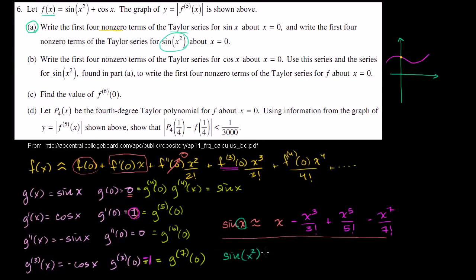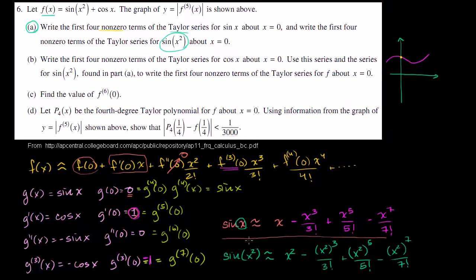Then I get sine of x squared is approximately equal to, instead of an x here, I'm going to put the x squared. Instead of an x to the third here, I'm going to put an x squared to the third over here, over 3 factorial. Instead of an x to the fifth, I can put an x squared to the fifth power over 5 factorial. And instead of an x to the seventh, I could write x squared to the seventh power over 7 factorial.